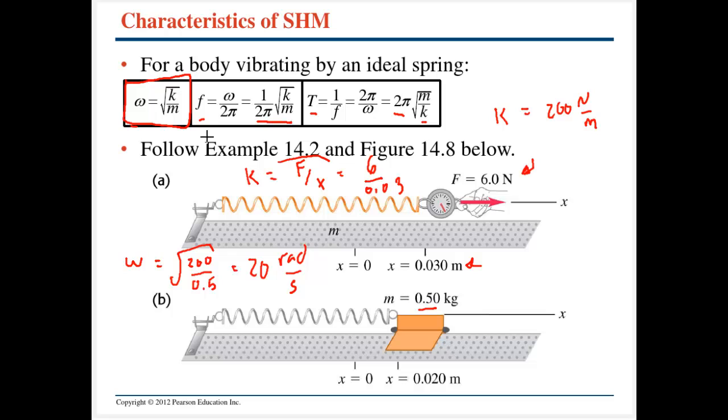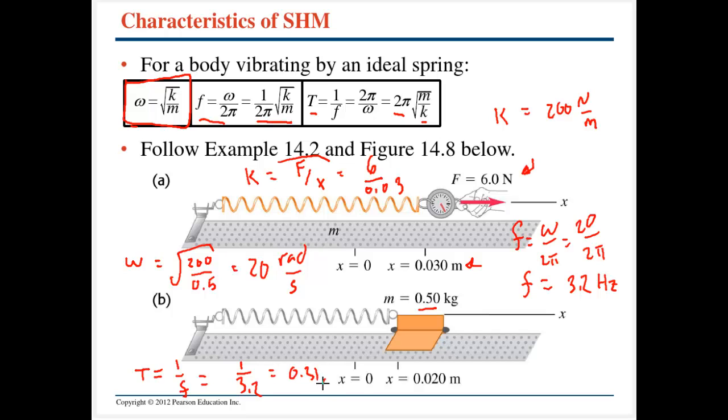I can now say that the frequency is going to be the angular frequency divided by 2 pi, or 20 radians per second divided by 2 pi. I come up with my frequency to be 3.2 cycles per second, which is also a unit of hertz. And last but not least, the period is simply the inverse of the frequency, so it's going to be 1 divided by 3.2 hertz, or 0.31 seconds.